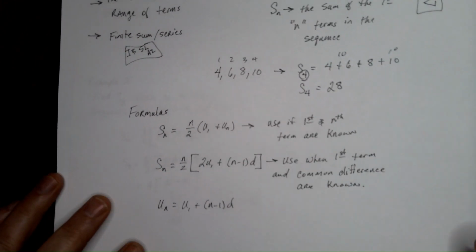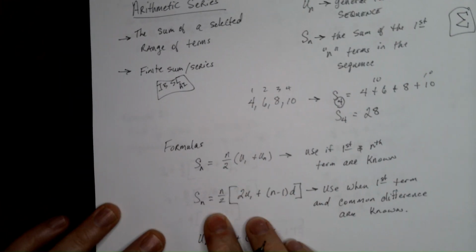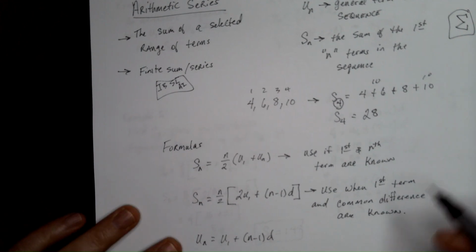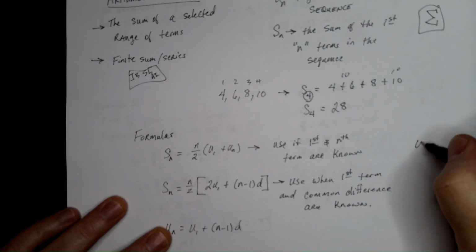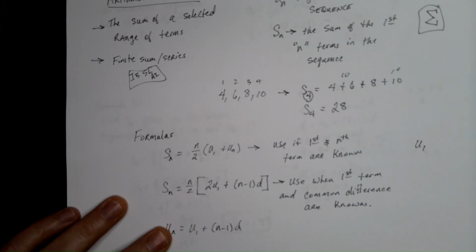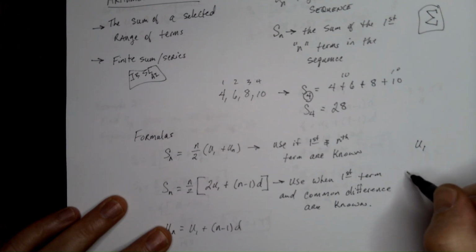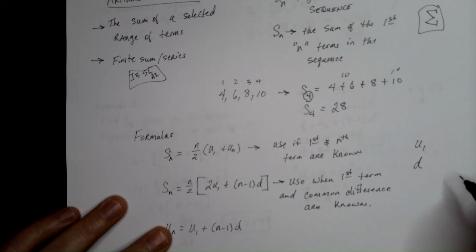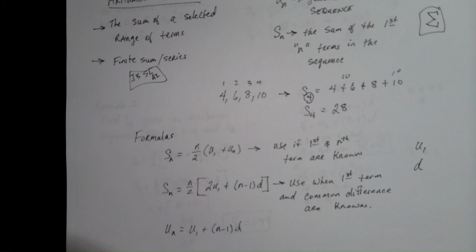So yeah, you've got your two formulas. The tricky part about this is figuring out which formula to use and then figuring out your clues so that you can find what it is that you don't have. So if you're missing U1, you can figure that out. If you're missing the common difference, you're going to have to figure that out just using the clues, and it's going to work out all right for you.